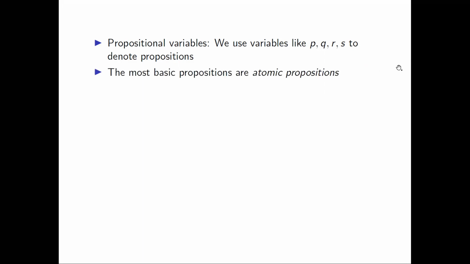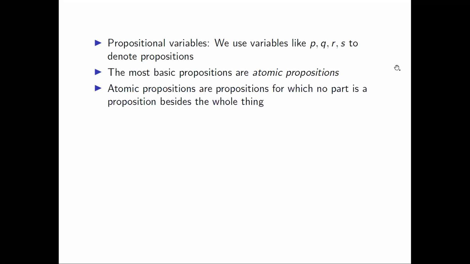Now, when we look at propositions, the most basic propositions that we can consider are called atomic propositions. So an atomic proposition is just a proposition for which no part of the proposition is a proposition besides the whole proposition. So in order to see some examples of atomic propositions and propositions that are not atomic, let's look at the next couple sentences here.